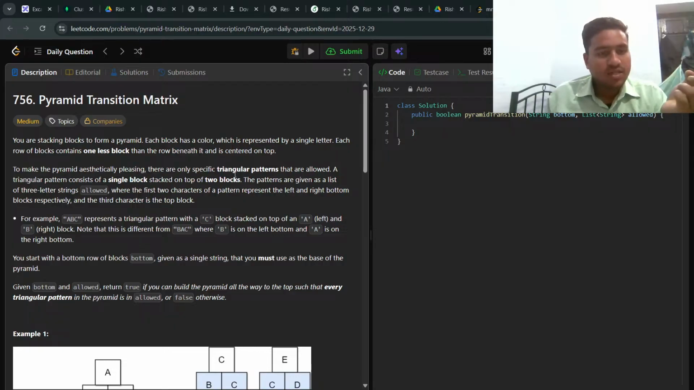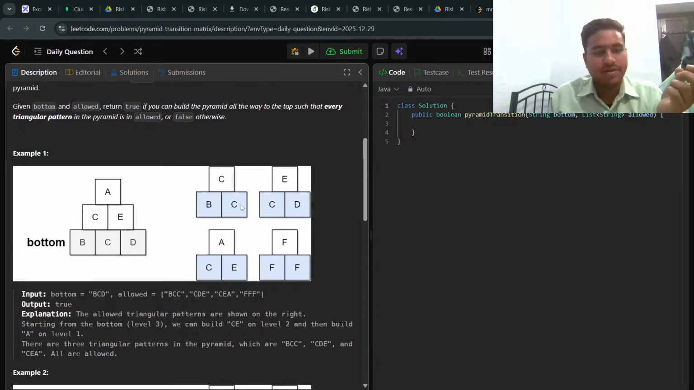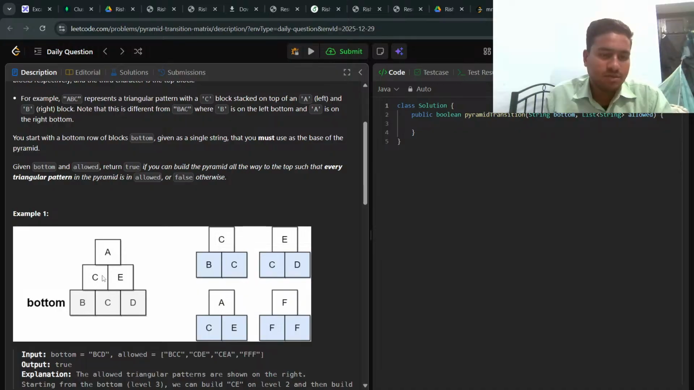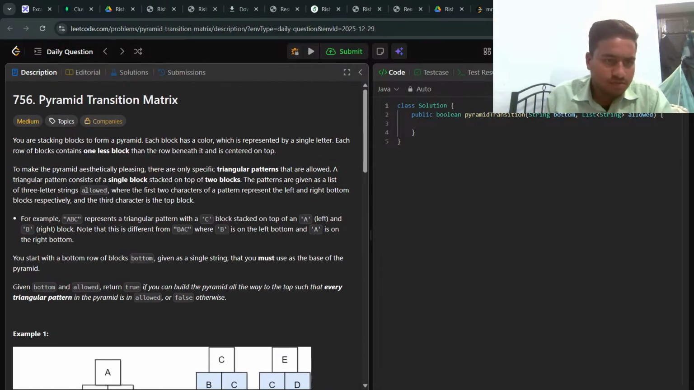There are only specific triangular patterns that are allowed. A triangular pattern consists of a single block stacked on top of two blocks. The patterns are given as a list of three-letter strings, allowed, where the first two characters of the pattern represent the left and right bottom blocks, respectively, and the third character is the top block.